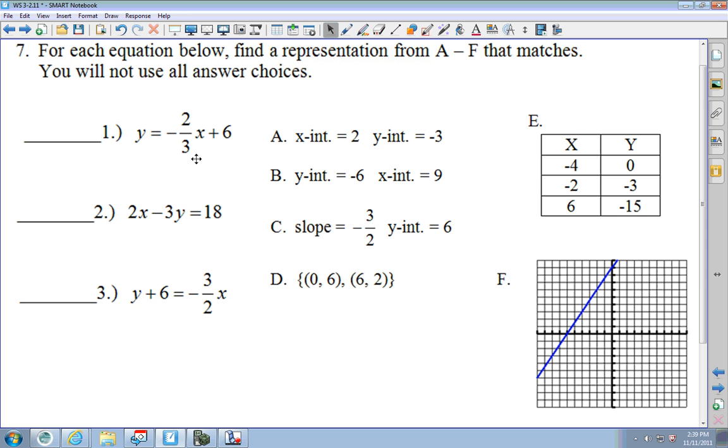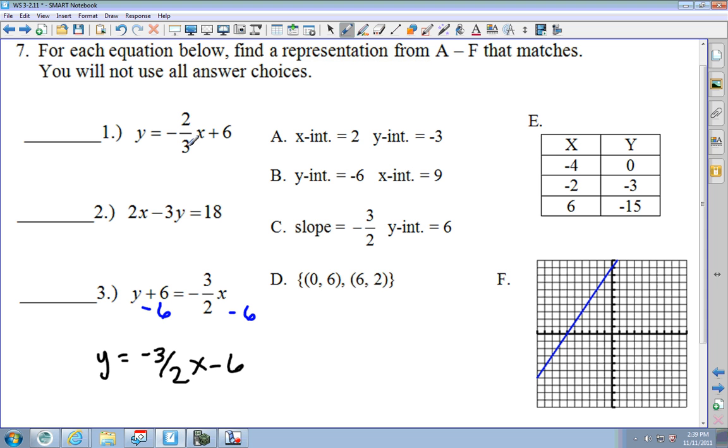First off, this is already in slope-intercept form. This one is not. We could go and change some things around. I would change this into slope-intercept form by subtracting 6 from each side and getting y equals negative 3/2 x minus 6. Okay.